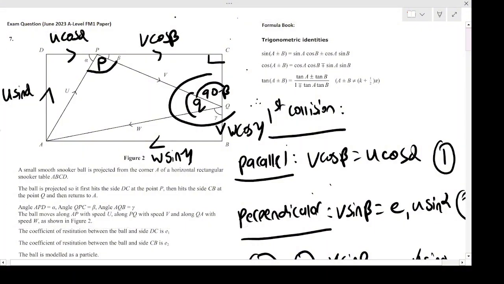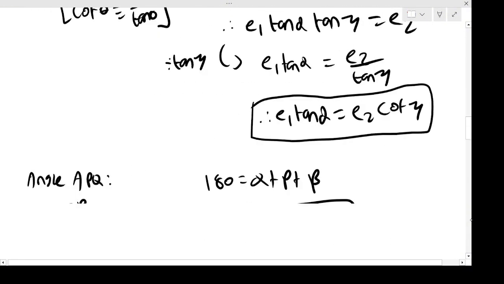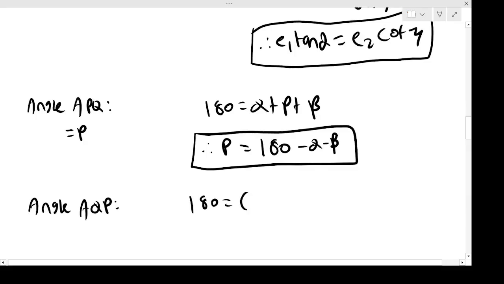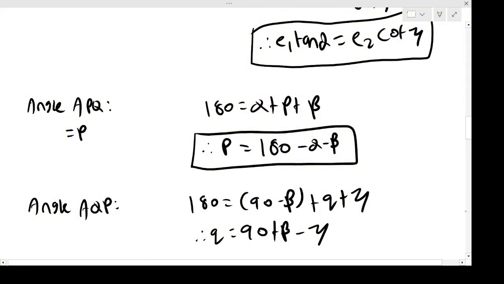And now we're in a situation where all these three angles again are on a straight line. So 180 has to be 90 take away beta, add Q, add gamma. Hopefully with me here. And so if I rearrange for Q, hopefully you can see that Q is going to be 90, add beta, take away gamma. And there we are. So those are those two angles then.